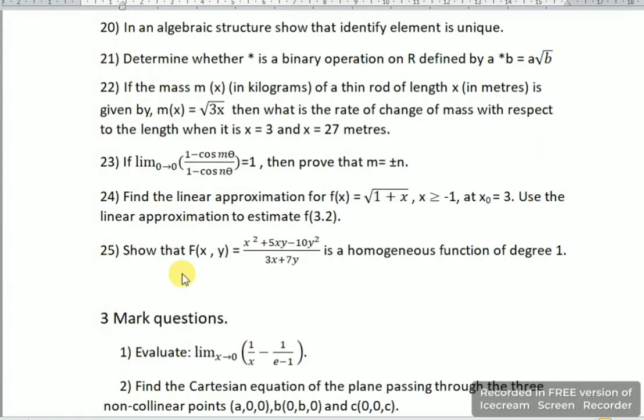Next one, show that f(x, y) equal to (x squared plus 5xy minus 10y squared) divided by (3x plus 7y) is a homogeneous function of degree 1.